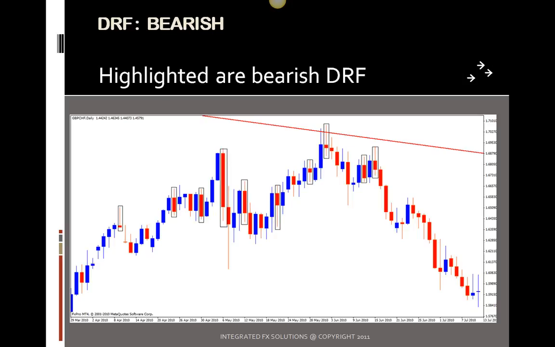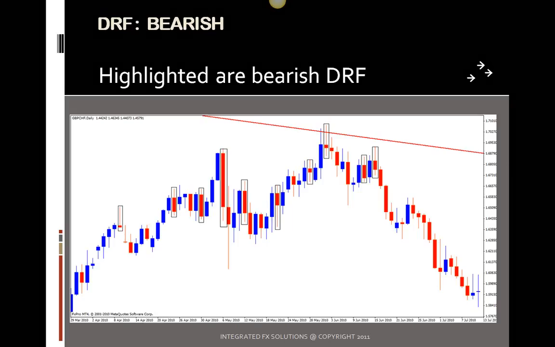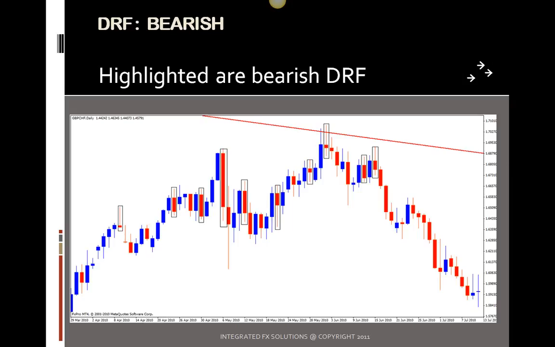Highlighted are bearish DRF. There are 1, 2, 3, 4, 5, 6, 7, 8, 9, 10. 10 bearish DRF on the chart.